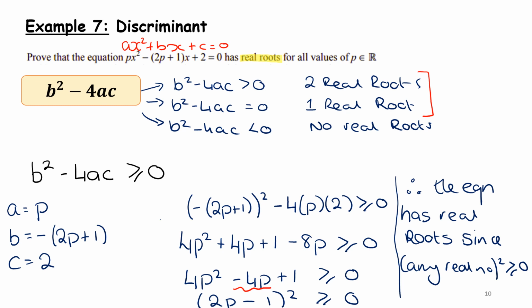So this is more likely the way we will see it. We'll have to set up the inequality ourselves. And there's a few different ways you could set up an inequality, but probably the most common will be the use of the discriminant.